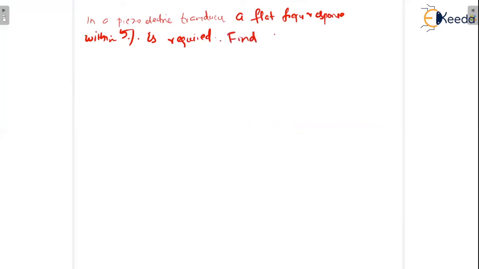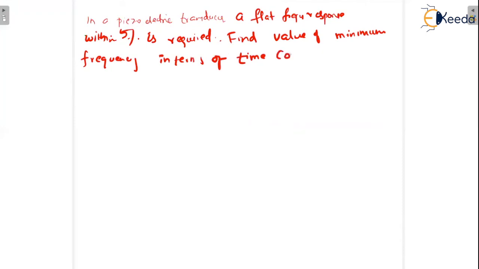Find the value of minimum frequency in terms of time constant. If the time constant of the transducer is given as 1.5 milliseconds, find the value of minimum frequency.